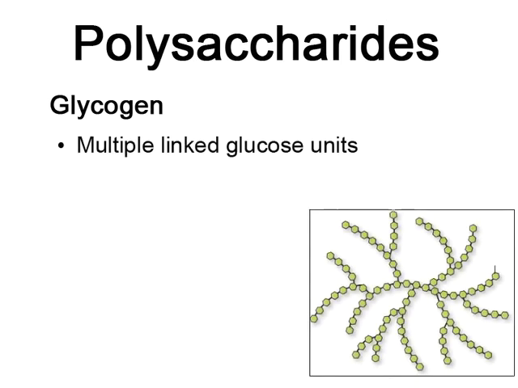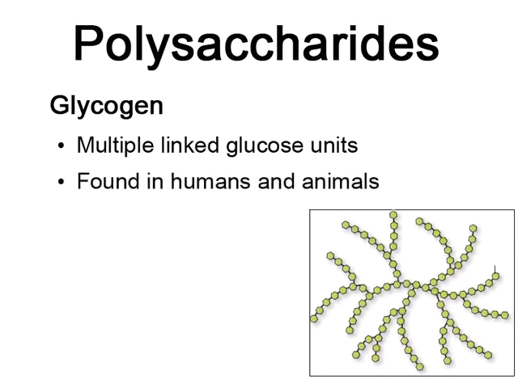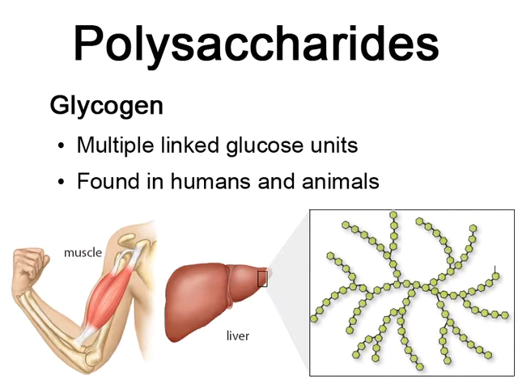Another polysaccharide is glycogen. Glycogen is much like starch in that it is chains of glucose molecules linked together. But glycogen is found in humans and other animals, not plants. You stockpile glucose in your liver and your muscle cells, just like the potato stockpiles glucose as starch. You use glycogen for a similar function. When you need glucose, you can mobilize it from your glycogen stores.